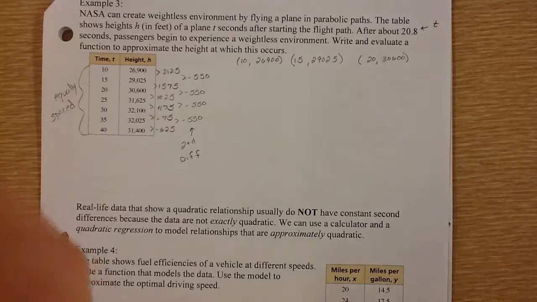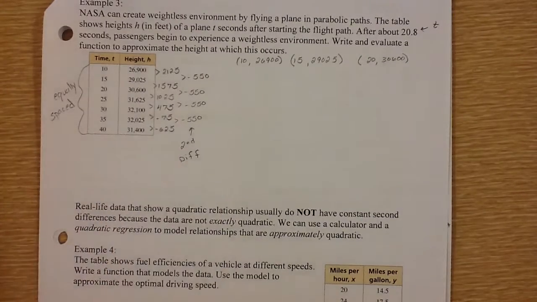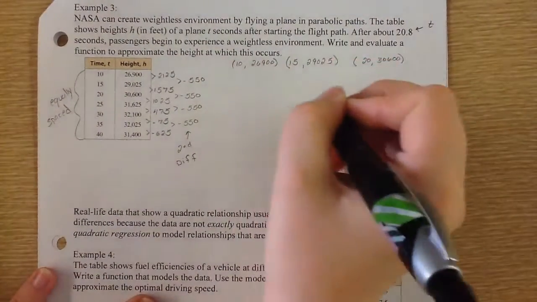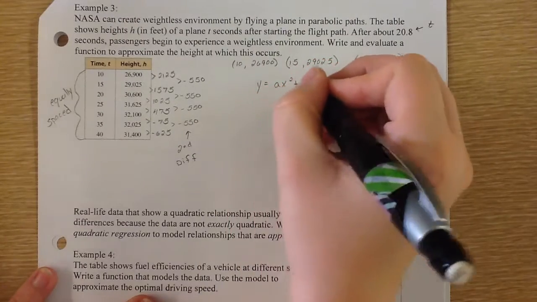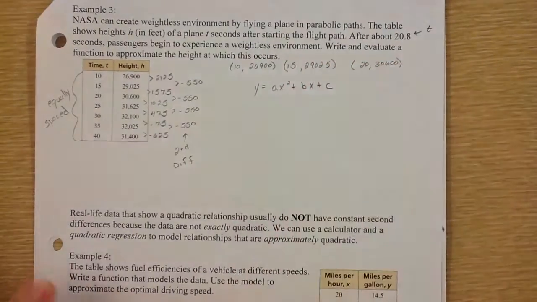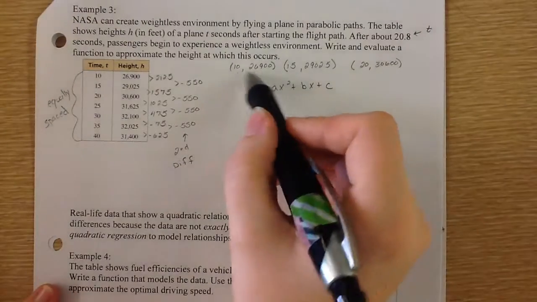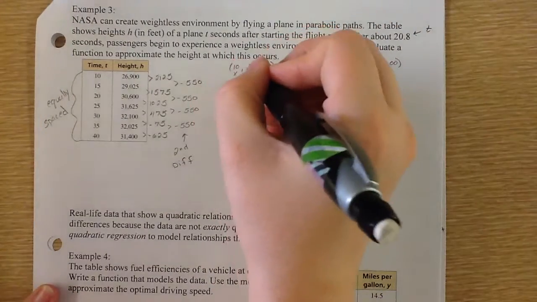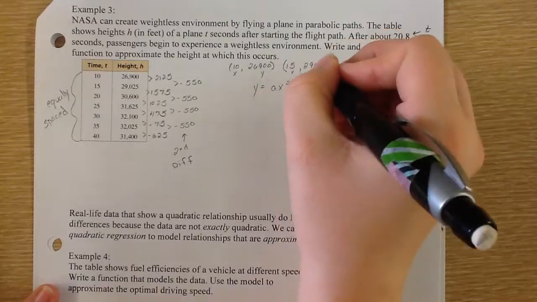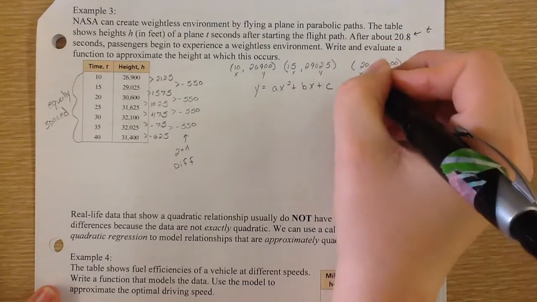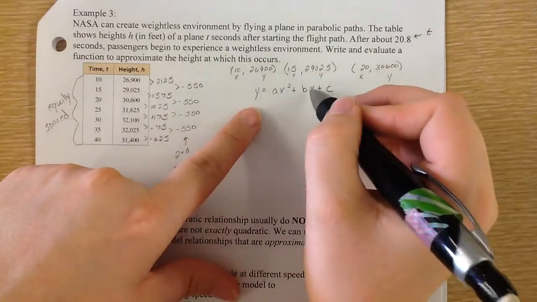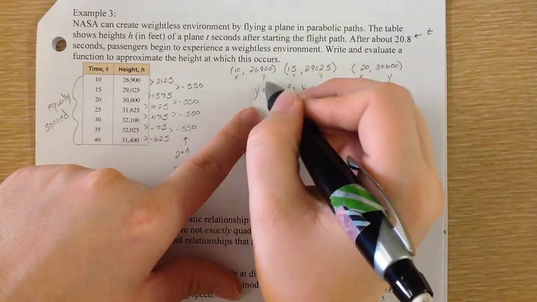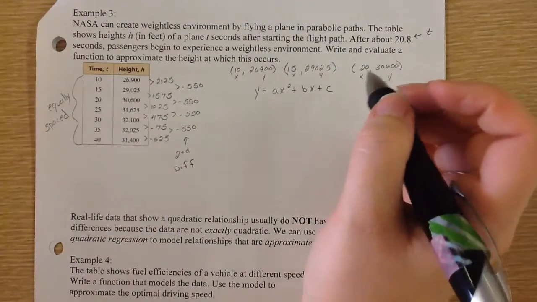Okay, my goal again is to write a quadratic equation that fits these points. To do that, I'm going to use standard form: y equals ax squared plus bx plus c. And I'm going to write 3 equations, one for each of these, using each of these x's and y's. So I'm going to plug in x for all my x's and y for my y for each of these. So I'm going to have 3 different equations.